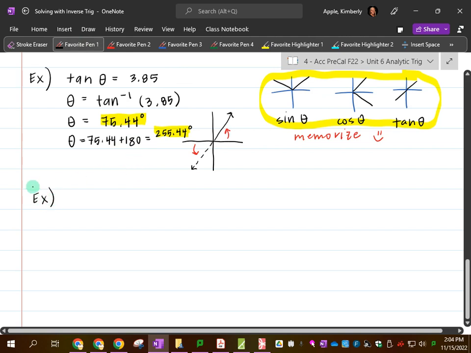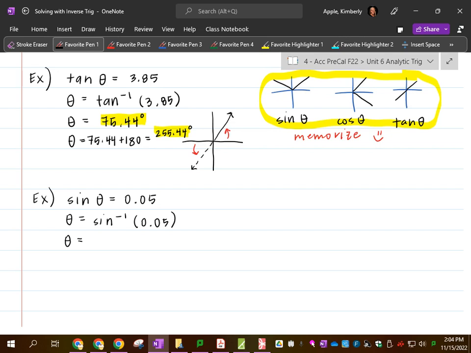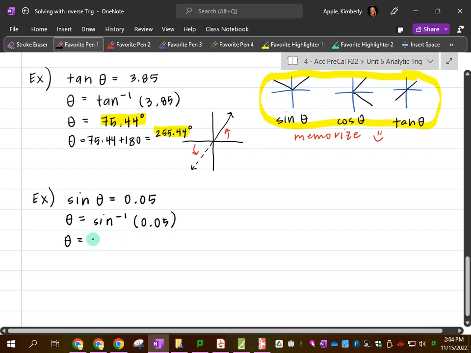All right, let's do one that is sine. So let's do sine of, I personally prefer this way. To me, it's faster than looking it up on the diagram and having to memorize that. So now I'll just say, okay, well, theta is equal to sine inverse of this ratio. Sine inverse of 0.05, and I've got 2.87.